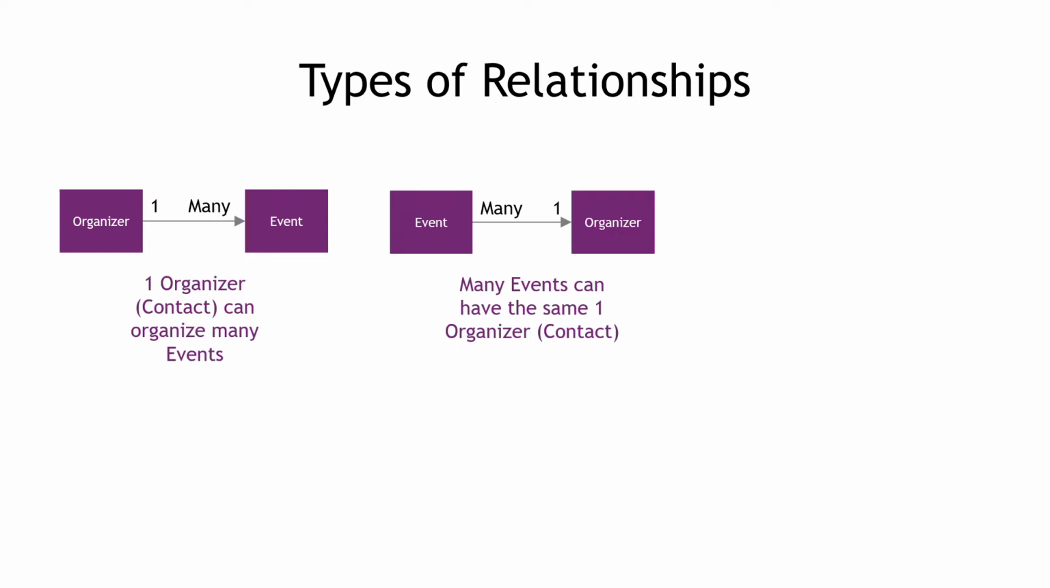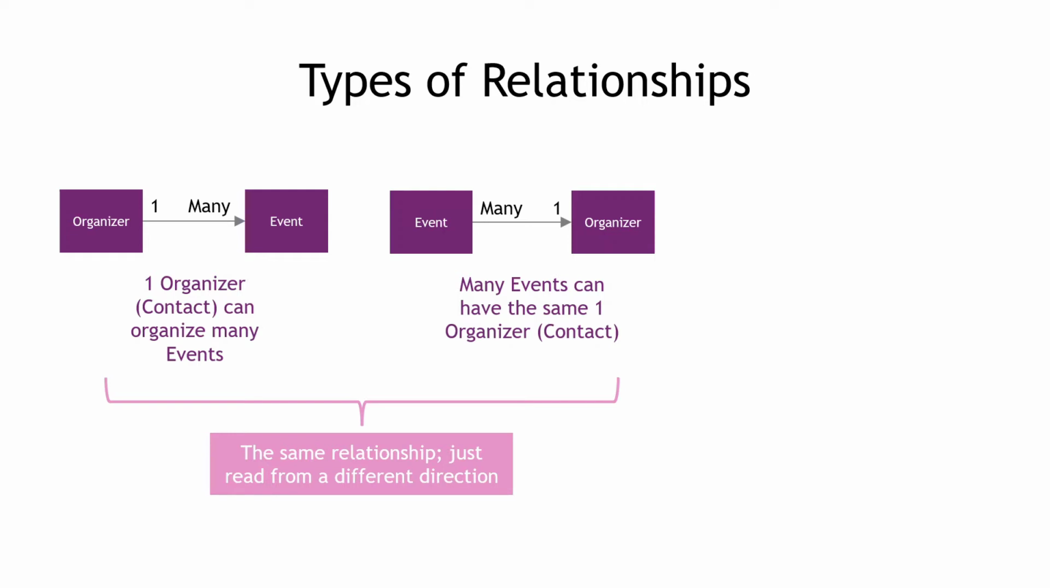The second relationship is many-to-one, also known as n-to-one sometimes. The example here is many-to-one event to organizer because many events can have the same one organizer. And again, that's the contact table that we're using in our demo at least. And I'll point out that this relationship, the one-to-many and the many-to-one, is the same relationship. It just depends which direction you're reading it.